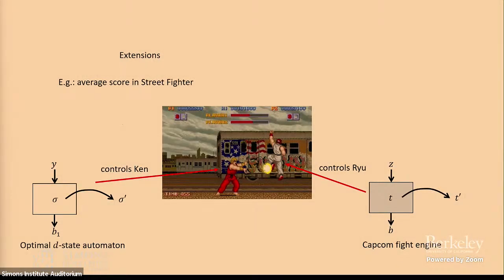If you want an example, then the simplest I could think of is: suppose that for some reason you're interested in finding what is the maximum average score that you can get in Street Fighter using a D-state automaton. So this could be controlling Ken, and then you could use the Capcom Fire Engine to control Ryu. And then you want to see what is the maximum you can do with, I don't know, a 3-bit automaton. Probably it's terrible, but I don't know. I don't know the answer, and I bet that you don't know either. Why? Because we don't know how to solve these problems.